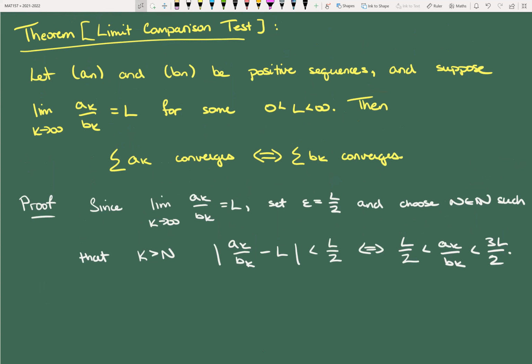Okay, so what does this give us? Because the terms of this sequence are strictly positive, if I multiply, I'm not going to break anything. So if I take this expression and multiply by b_k, I get L over 2 b_k is less than a_k is less than 3L over 2 b_k. Right? b_k is positive, so it doesn't screw up my inequalities.